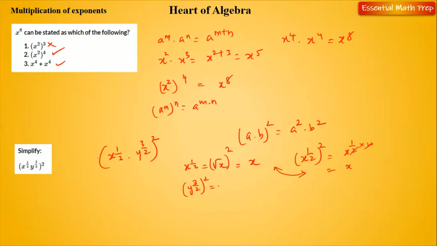Similarly, if you use the logic we've been studying, y power 3 by 2 times 2 is y cubed. So the answer is x times y cubed.